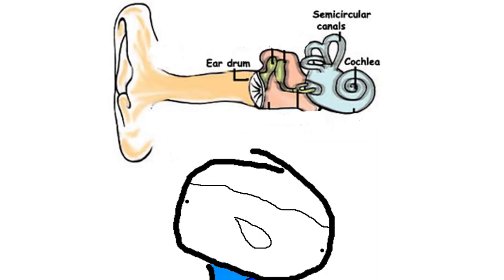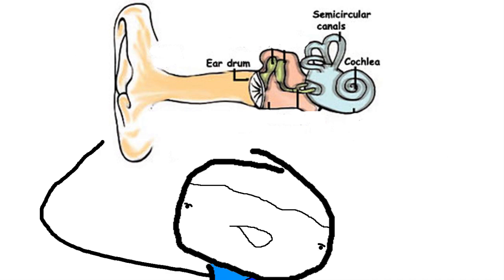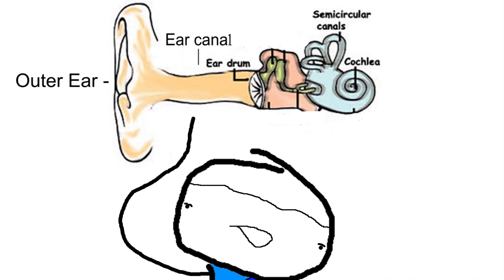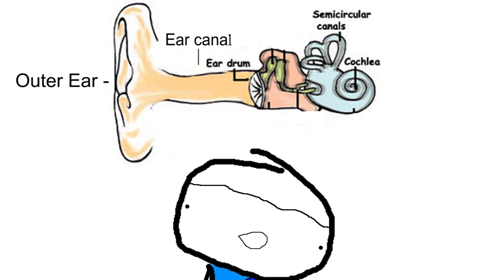Or something. I think we should talk a little about the ear before we run out of time. Alright, so this is basically how the ear works. Sound waves travel through your listen hole, through your listen hole tube, into your eardrum, which is a membrane that vibrates in response to sound waves.